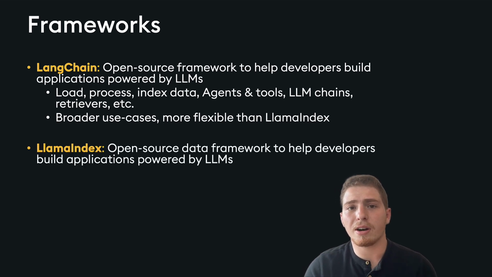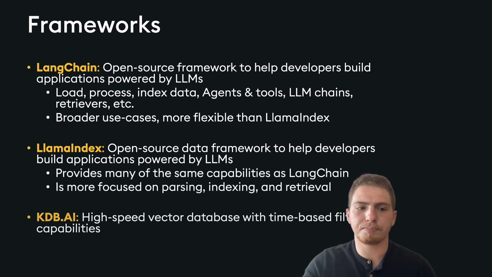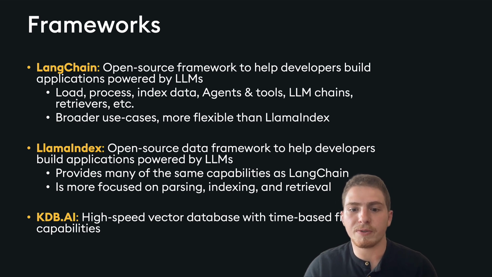LlamaIndex is a library that does a lot of the same things as LangChain, but it's a little bit more geared towards data science. That means it's good for extracting information, parsing it, retrieving it. And both of these frameworks work with KDB.AI, right? Both of these frameworks integrate a lot of different vector databases, and you could use them for all of KDB.AI's features, including time-based filtering. And for your use case, you could likely use either. So it depends on what specific library you prefer to use, what you have more experience with, which API is simpler for you, which documentation you've been more exposed to.